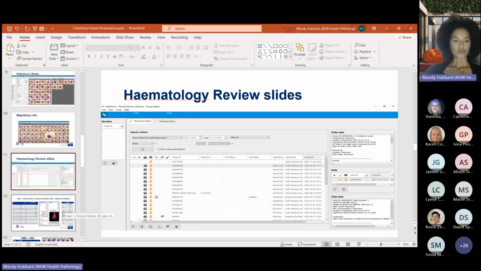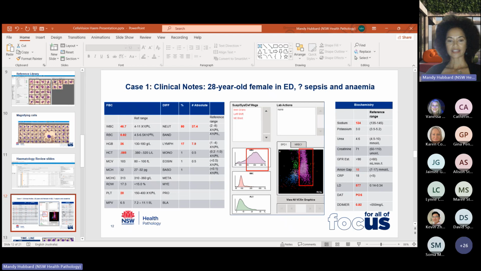And that then leads me to our first case, and this to me just highlighted the importance of this instrument. The first case is a 20-year-old female who presented to ED with query sepsis and anemia. You can see the indices here. These are from the DHX: white cell count of 46.7, hemoglobin 26, platelets of 20. The flags from the DHX are immature granulocytes, left shift, and blasts. In the chemistry, the main thing is that the LDH is elevated and the D-dimer is also slightly elevated.